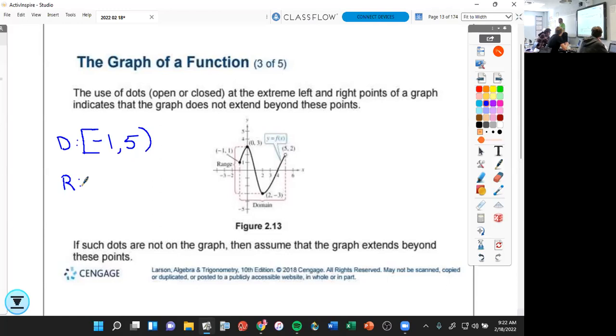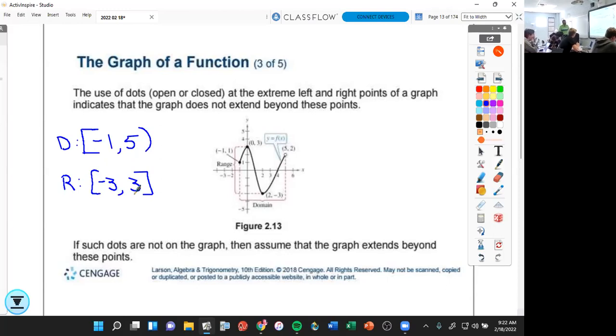All right, so let's talk about the range of this function. What is the lowest point on this function? -3. Can it be -3? What is the highest point on this function? Can it be 3? Okay, so that's domain and range, right? So don't always look at the endpoints. Don't fall into that trap. Just because it starts at -1, 1 and ends at almost 5, 2 does not mean those are the endpoints of both the domain and the range. Okay?